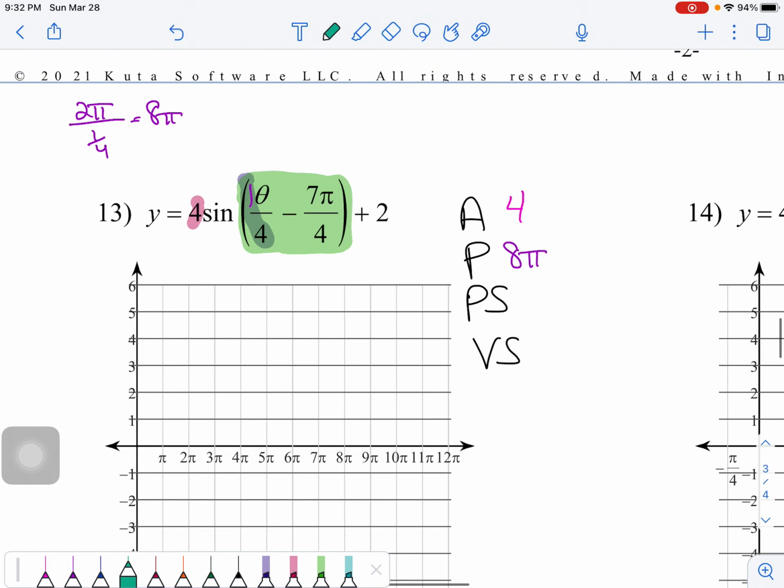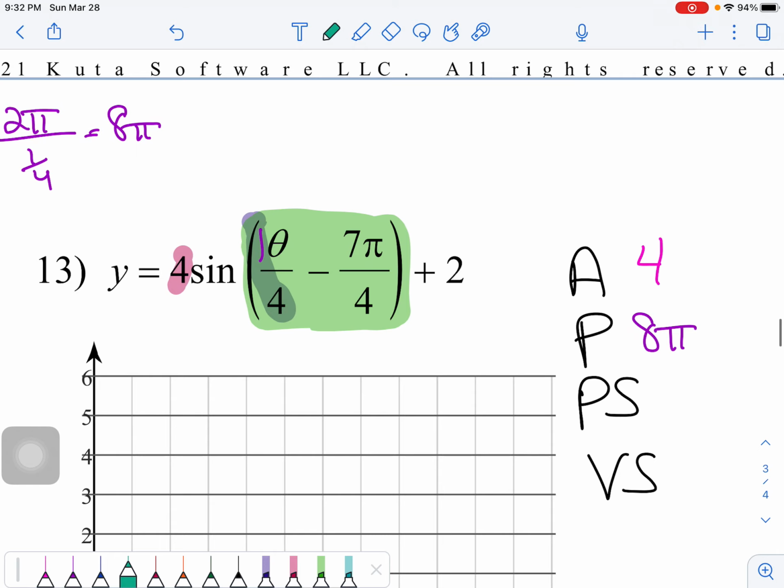So one of the ways to do this, and I'm really going to zoom in here just so I can write relatively nicely, I'm going to take this argument, the whole thing. So theta over 4 minus 7 pi over 4, and I'm going to set it equal to 0. If I can solve for theta, that will tell me where my phase shift is. So one of the things you could do very quickly is multiply this whole thing times 4, get rid of the denominators. So theta minus 7 pi is equal to 0, which means theta is equal to 7 pi.